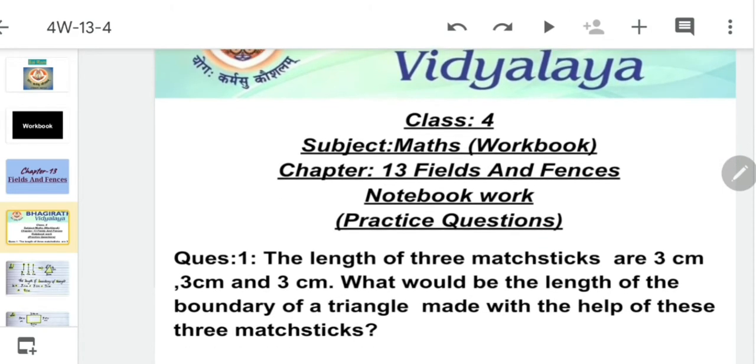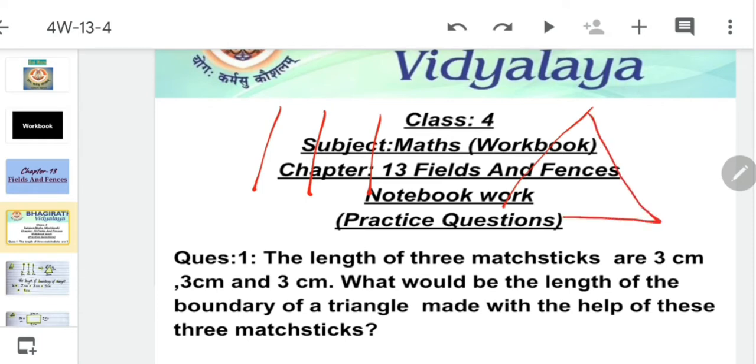So let's see. The first question is: the lengths of three matchsticks are 3 centimeter, 3 centimeter and 3 centimeter. What should be the length of the boundary of a triangle made with the help of these three matchsticks? So if we have three matchsticks and we are making a triangle from them, we have to find the boundary of this triangle. So let's see how we have to do it.